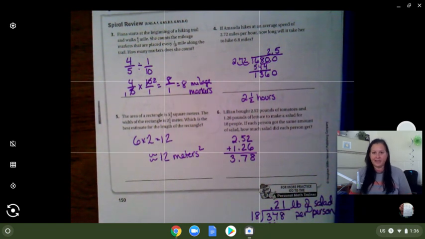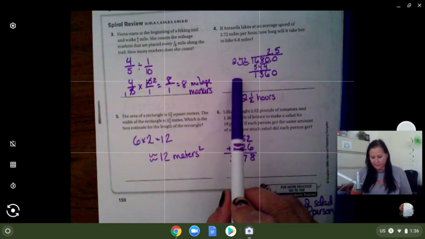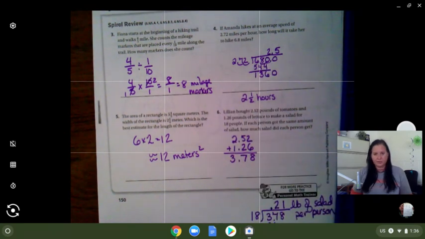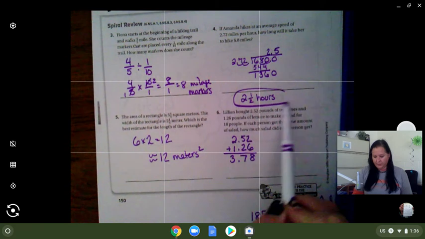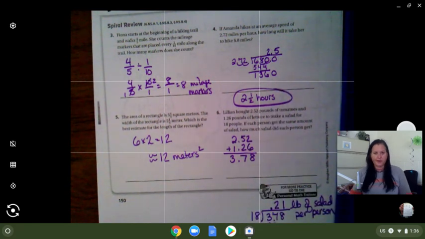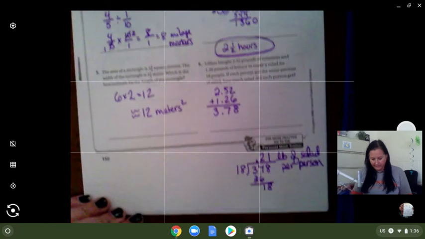All right, if Amanda hikes at an average speed of 2.72 miles per hour, how long will it take her to hike 6.8 miles? So we're going to take the 6.8 miles and divide it by the speed, and it will take her 2.5 hours. So 2.5. 2.5 hours.